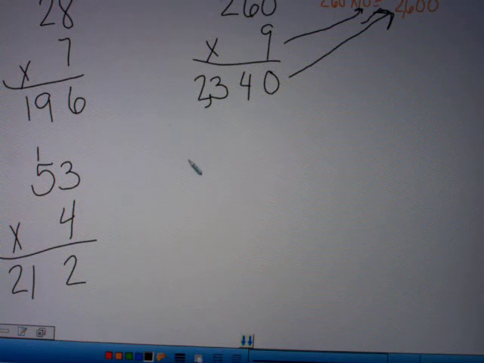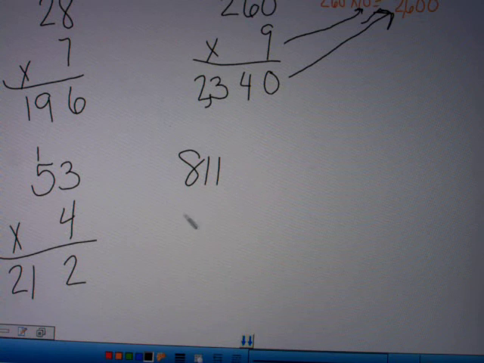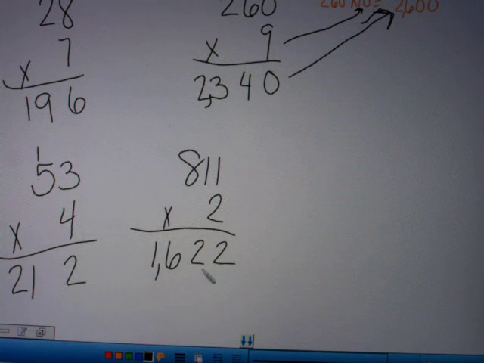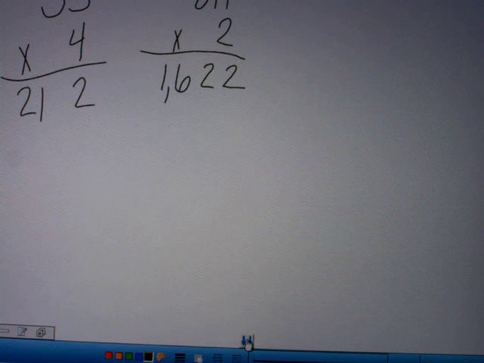Alright, let's try something with a little 3-digit number here. We'll do 811, and we will multiply that times 2. I love doing this because when you multiply this times 2, you're just doing repeat addition. So I'm just going to multiply 2 times 1 is 2. 2 times 1 is 2. 2 times 8 is 16. So my answer is 1,622.